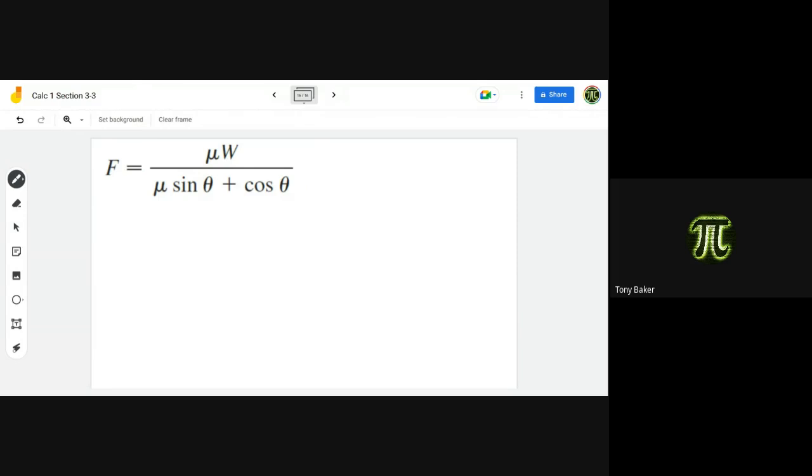So this is a quotient, right? So I've still got to do my quotient rule. My numerator is that. So my derivative of that is what? Yeah, it's a constant. The derivative is 0. There's no thetas there. There's no variables. That is a constant.